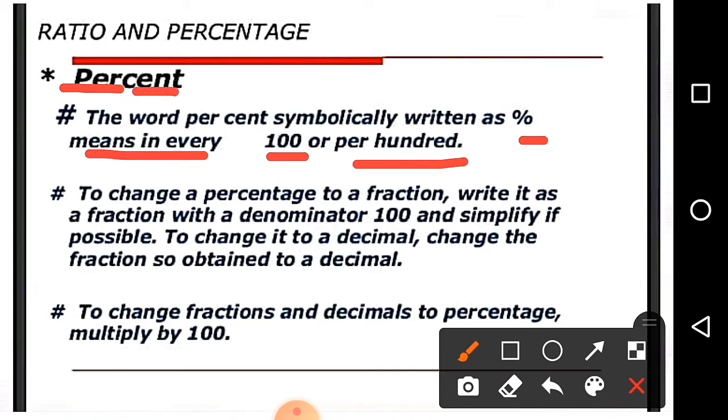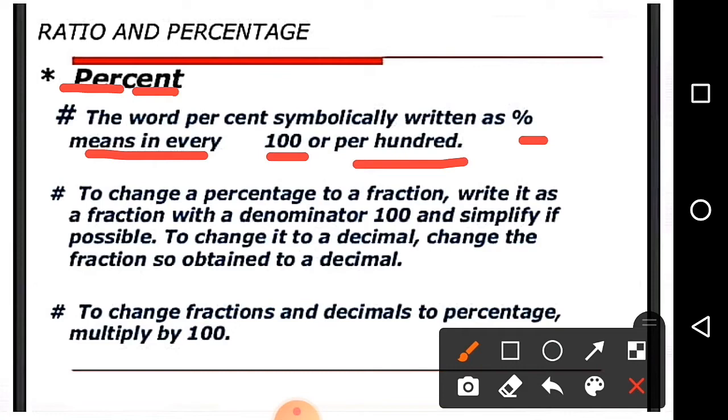You might have heard the word century. When you watch matches, you might have heard the word century. That word century also comes from this word cent. So cent means 100, and per cent means per 100. So we have to divide by 100 whenever we take out a percentage.